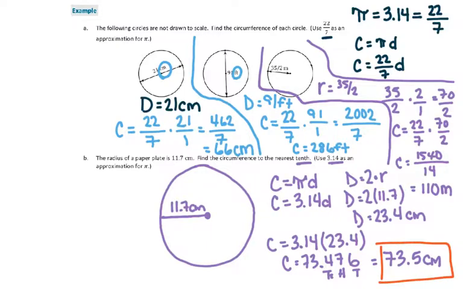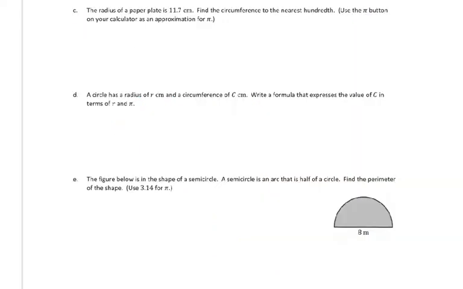So we just need the information of how to determine the diameter from the radius and then how to find the circumference from multiplying the diameter by pi. So we're going to take a look at a couple problems similar to this one in the next slide. So let's take a look at that right now.